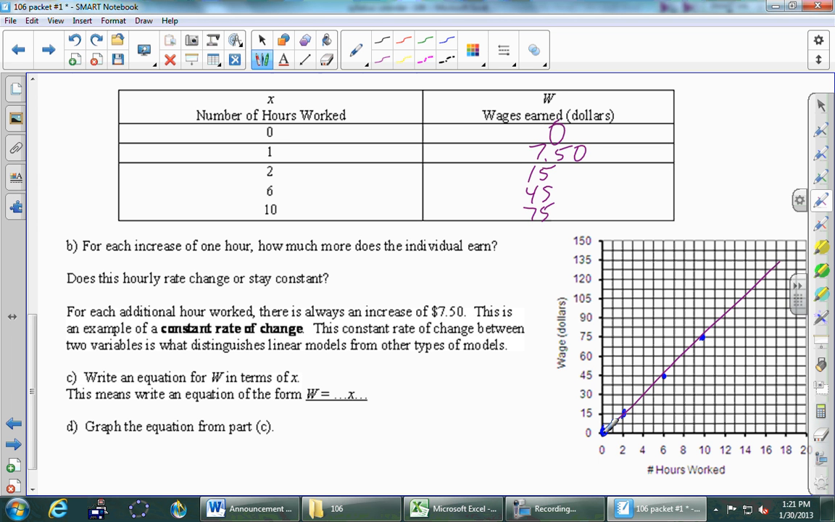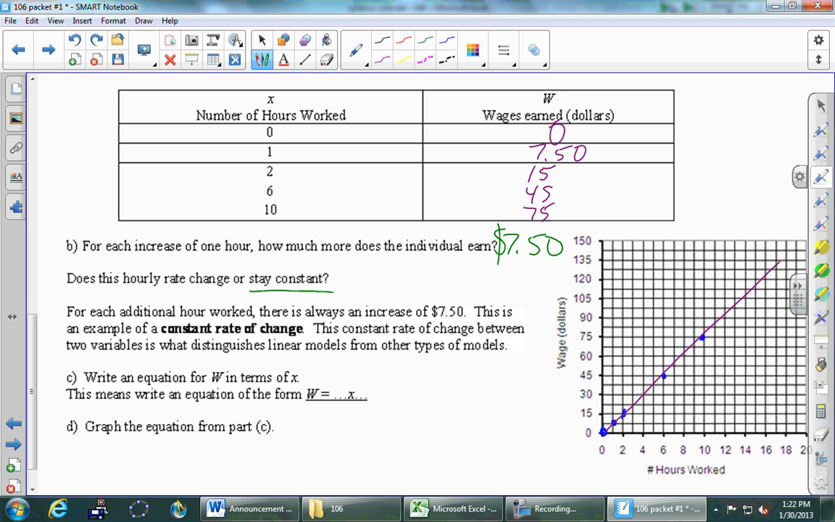So let's see if we can go to part B here and answer some of these questions. Can we go to Dan all the way in the back? Okay, how much do we earn? Every increase of an hour, we earn another $7.50. Yes? Did it make a difference that you went from 0 hours to 1 hour versus going from 1 hour to 2 hours? Did your hourly rate change? No, it was a constant, $7.50 an hour. Does this hourly rate change or stay constant? It's a constant rate of change.